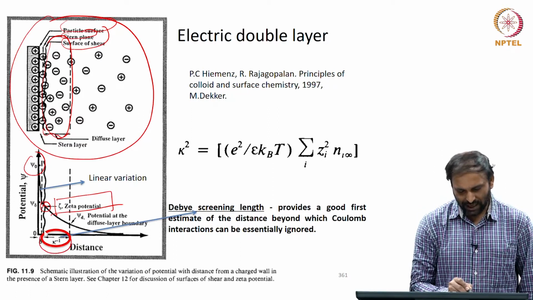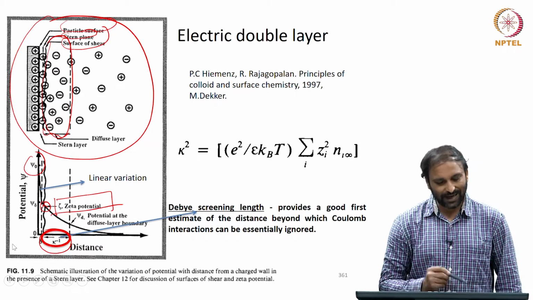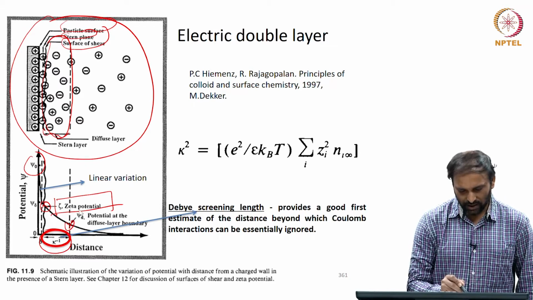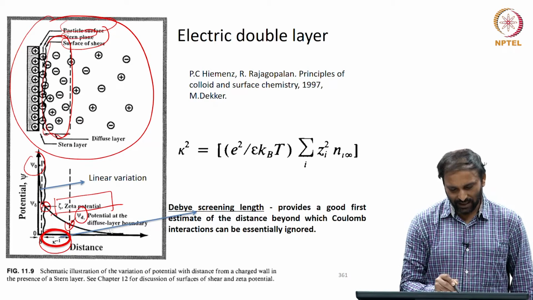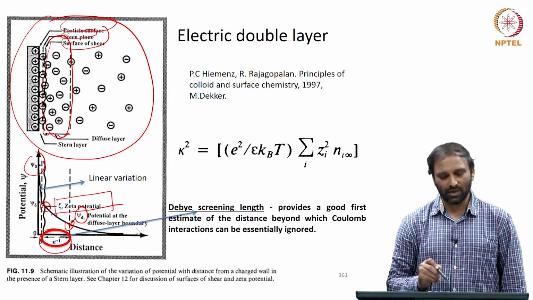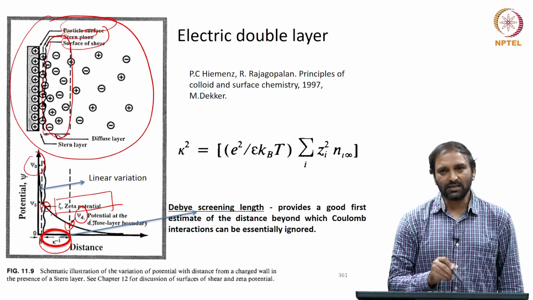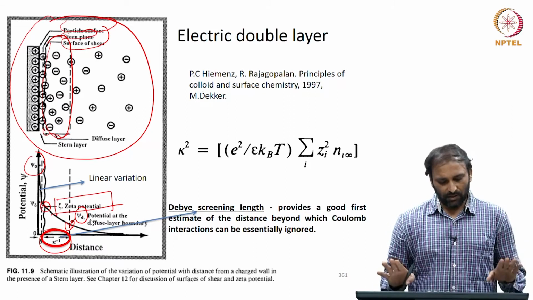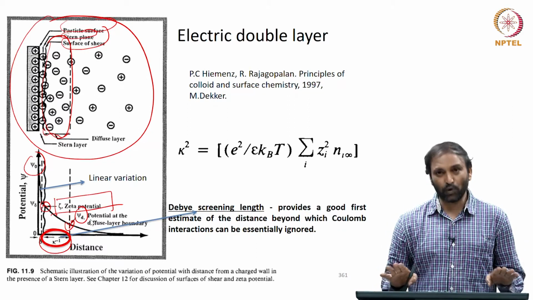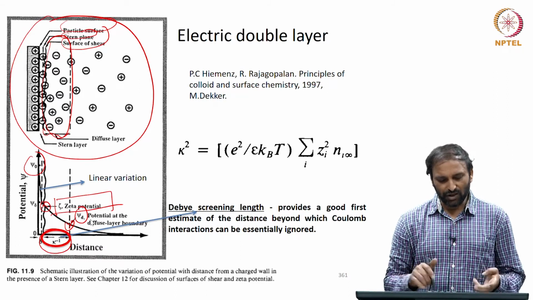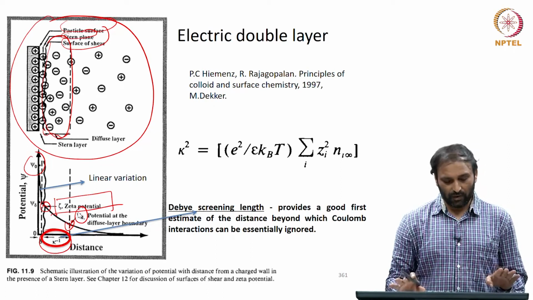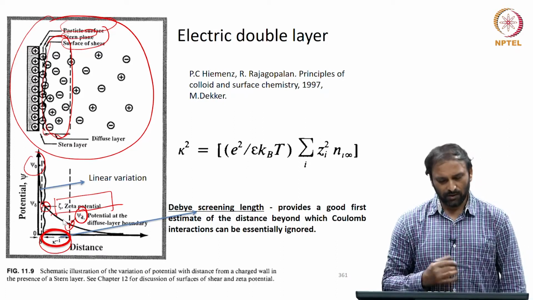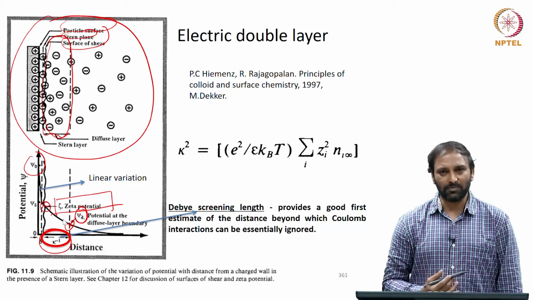and what is also marked as K inverse, which is the Debye screening length, and at K inverse the potential is typically denoted as psi d, that is the potential at the diffuse layer boundary, and it turns out that this potential at the diffuse layer boundary is important because when two particles start approaching each other, when the potential at the overlap becomes larger than psi d, that is when the repulsion between the particles becomes significant.